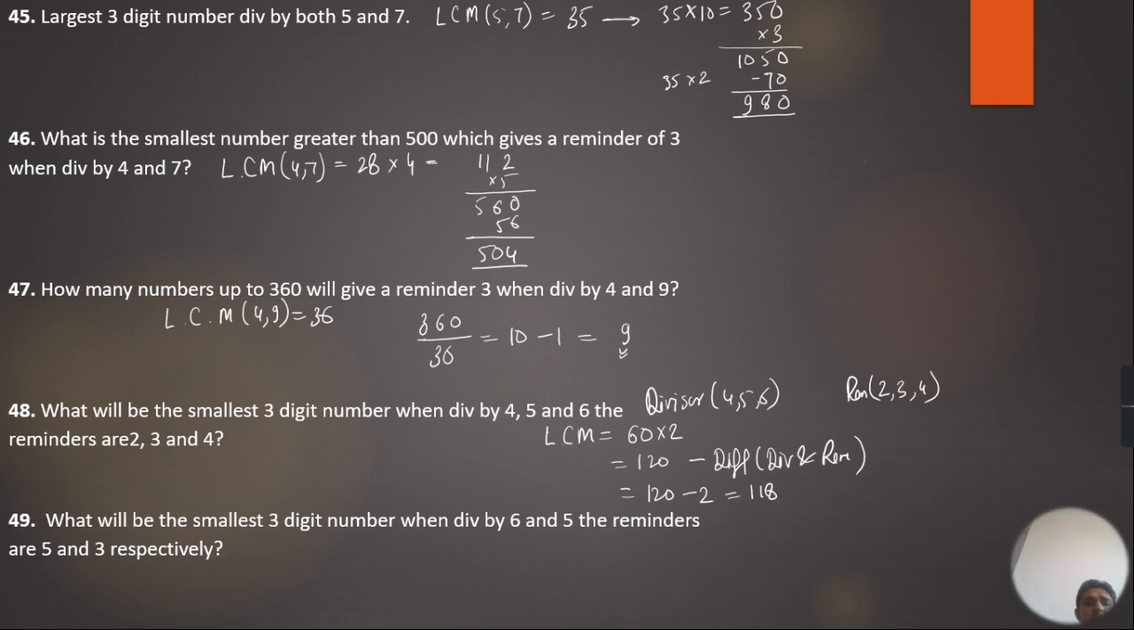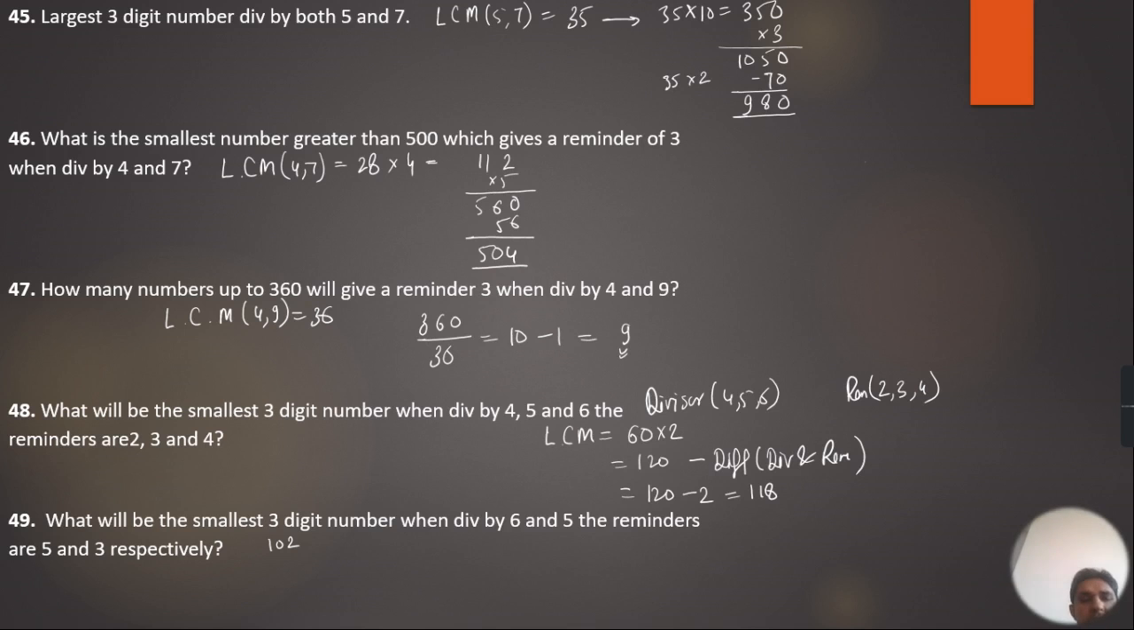So for this, you will have to find a number which when divided by 6 gives remainder 5, and when divided by 5 gives remainder 3. So what can the number be? Let us check. Suppose we check with 102.